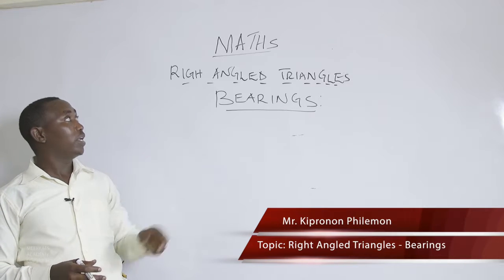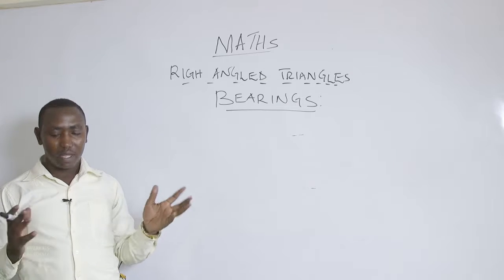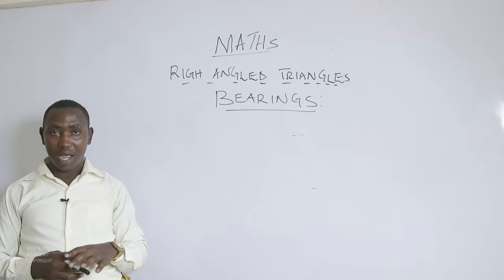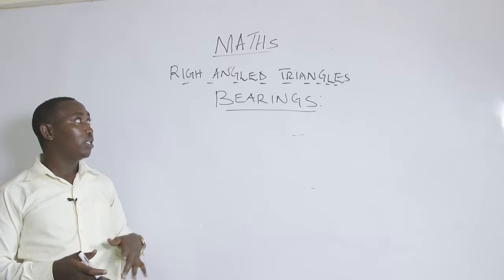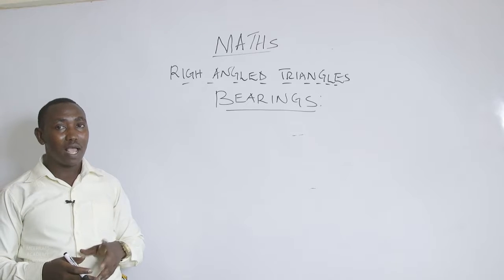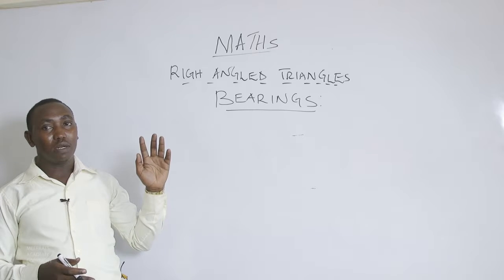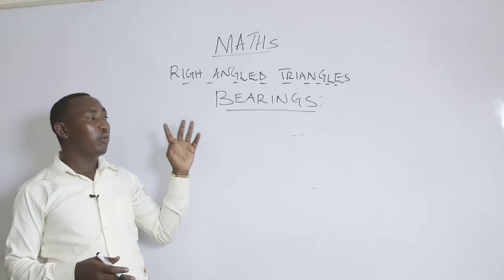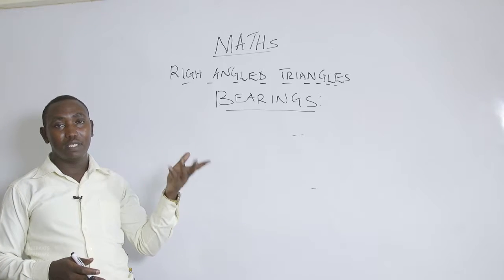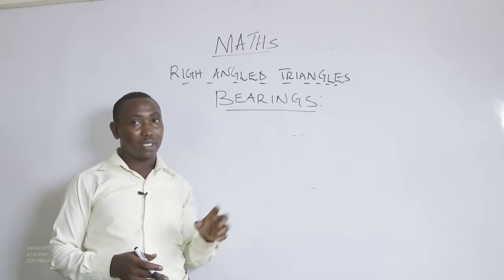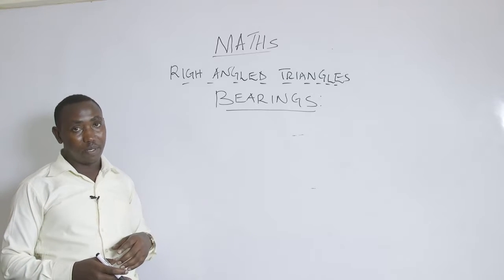We are going to continue to look at the topic right angle triangles, that is under the whole subject of measurement and geometry. We have been able to look at several aspects of right angle triangles, from the Pythagoras theorem up to and including the trigonometric ratios, and how we can use trigonometric ratios, that is the sine, cosine and tangents, to solve particular problems that involve trigonometry.